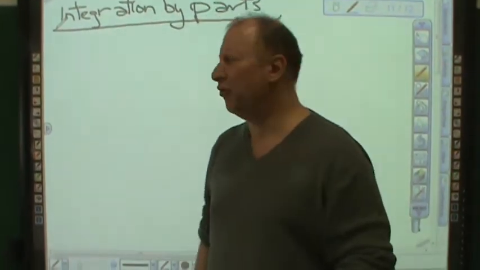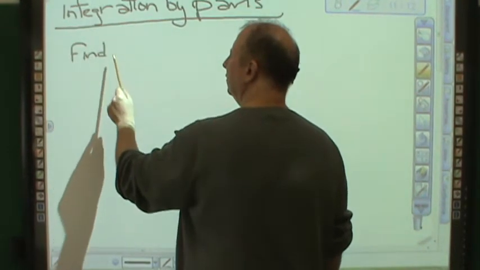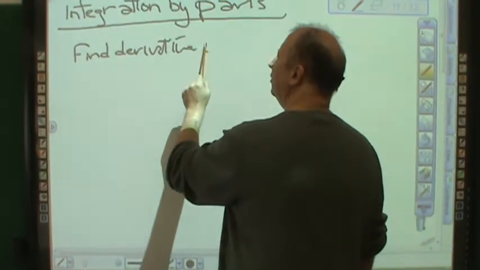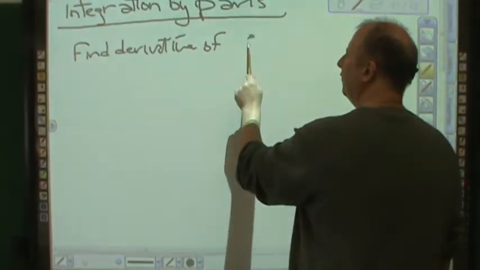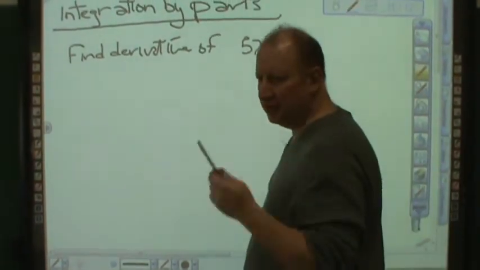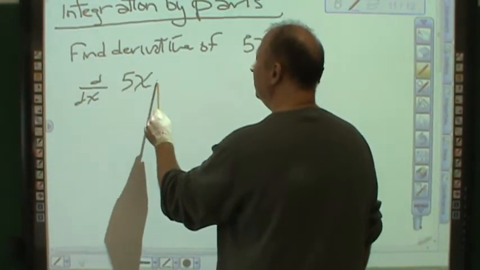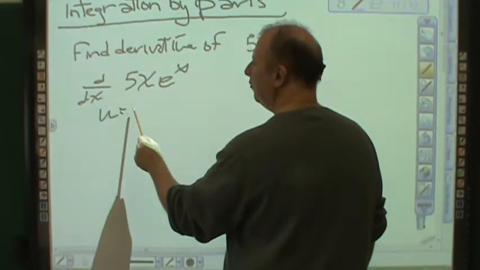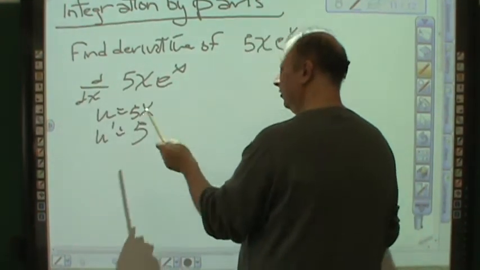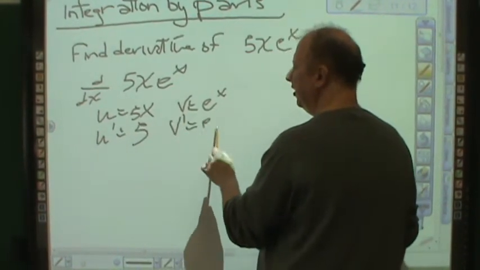And the way to start that off would be find the derivative of 5x e to the x. Well, that's easy. Okay, so dx of 5x e to the x. Well, let u equal 5x, u prime equals 5, v equals e to the x, v prime equals e to the x.